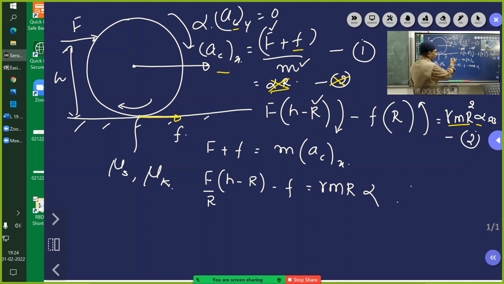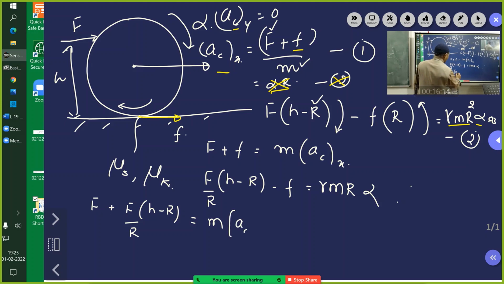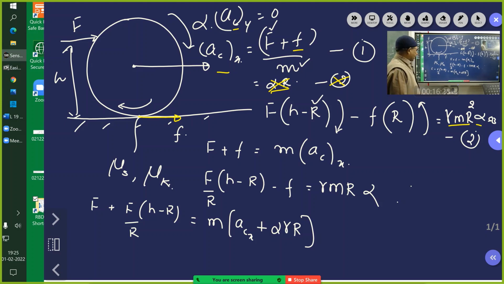Yes. Now, if I add these two equations, f will get eliminated. I will simply eliminate f here. So I will get this f plus f into (h minus r) divided by r, will be equal to, so here m is common, and we get here a_cx plus alpha gamma r. So we get this condition.